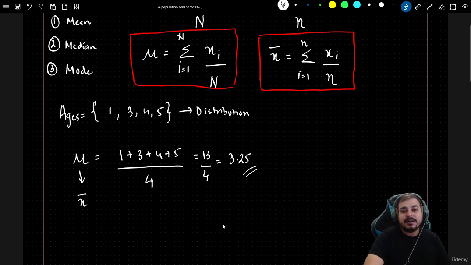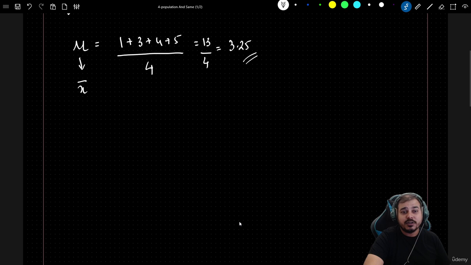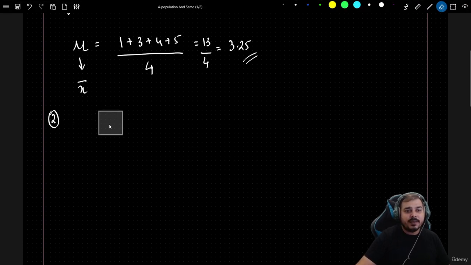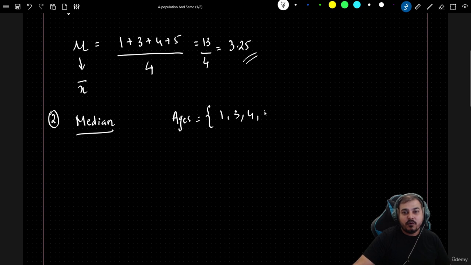Now the second measure of central tendency that we are going to discuss is mode. But before going to mode, I am just going to make you understand median. So what exactly is median? Let's consider the same ages: 1, 3, 4, 5. We know that the mean for these ages is somewhere around 3.25.